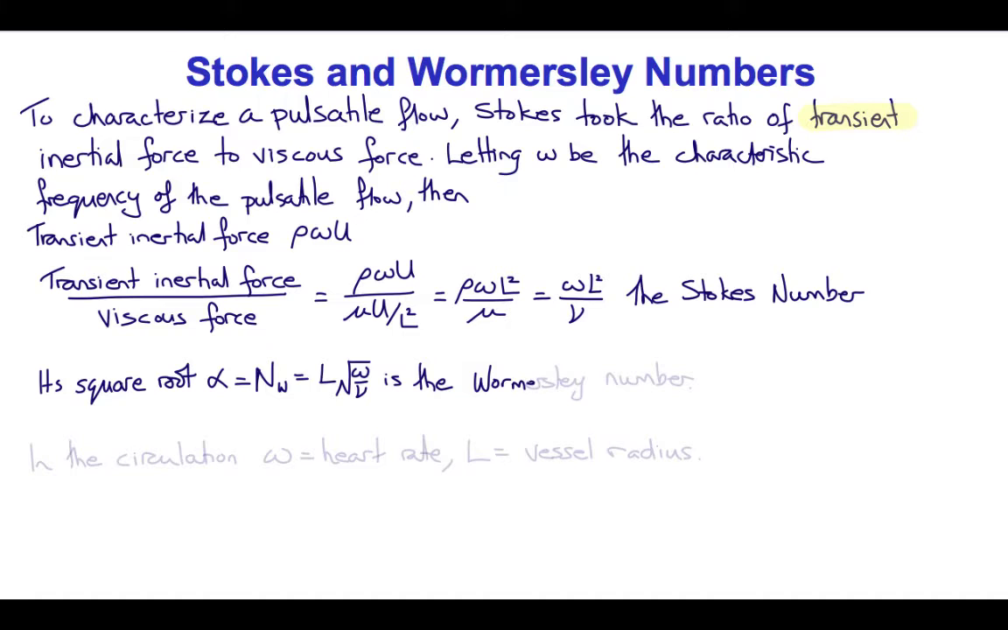And this is the more common version of the Stokes number that's used in biomechanics, thanks to the work in the 50s of Womersley studying pulsatile blood flow. In the circulation, ω would be the heart rate and L would be the vessel radius.